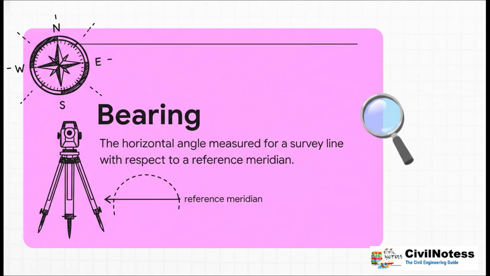But let's keep it simple. A bearing is just a number, an angle, that tells you precisely which way a line is pointing relative to your chosen meridian. That's it. It's the key piece of information that transforms a bunch of dots on a page into an actual useful map.